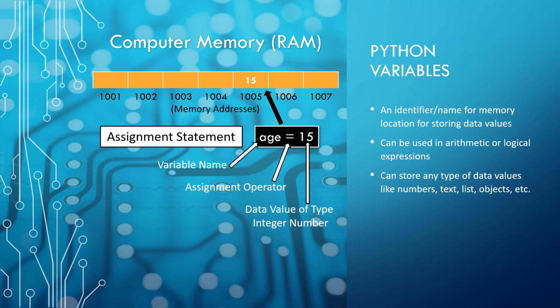A Python variable is a user-defined identifier, or a name given to any memory location, for storing different types of data values. For example, if you want to store the value of your age, you can make a variable by the name of age and assign the value of age by using the equal sign. This is known as the assignment statement.